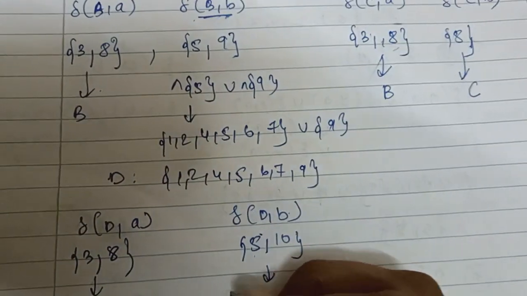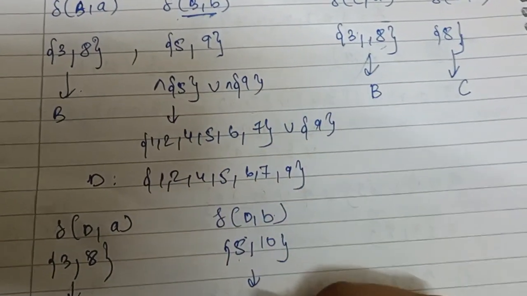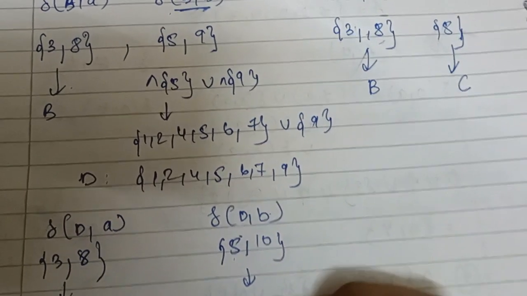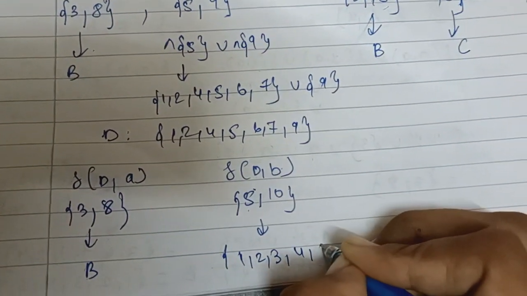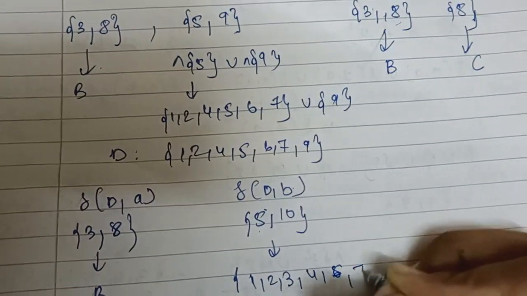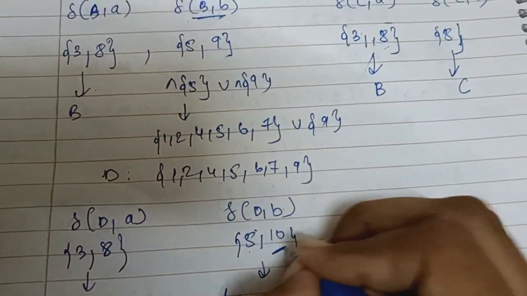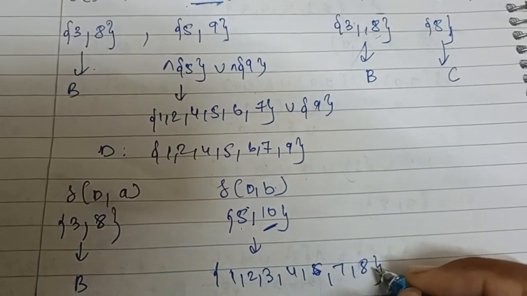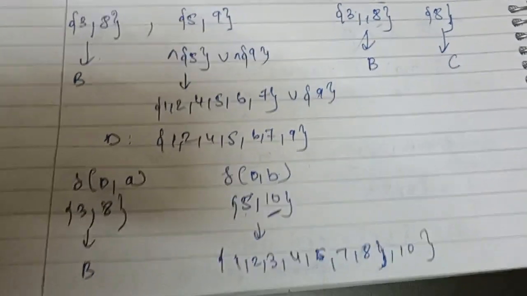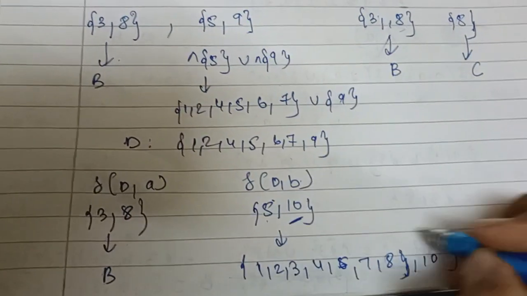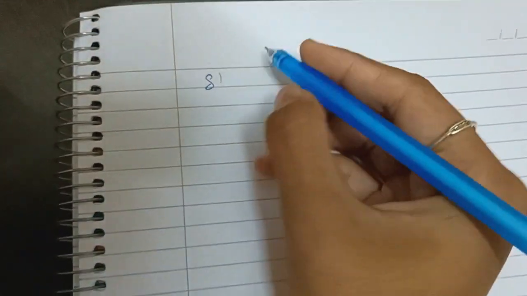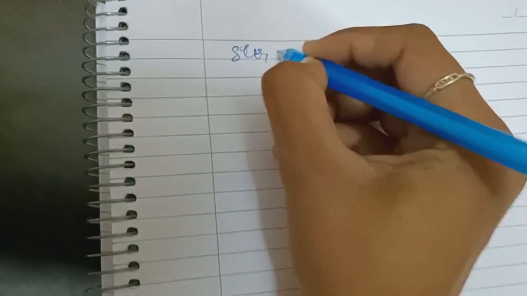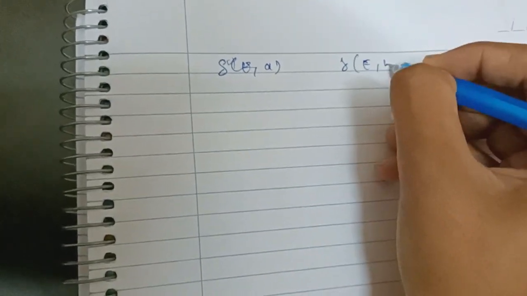Null closure of 5 comma 10. Null closure of 5 we already had. What was that? B, which is 1 2 3 4 6 7 8. And null closure of 10. Null closure of 10 is nothing but 10. So we'll do union directly, that is 10. So this is my new state. Let's name it as E. So now we need to find out the delta E comma A and delta E comma B.